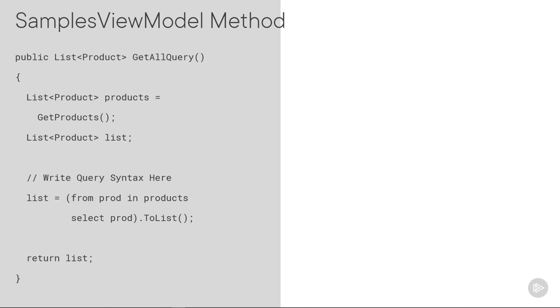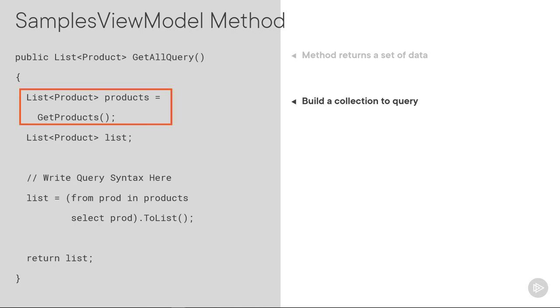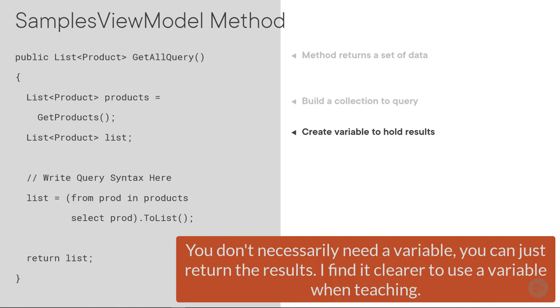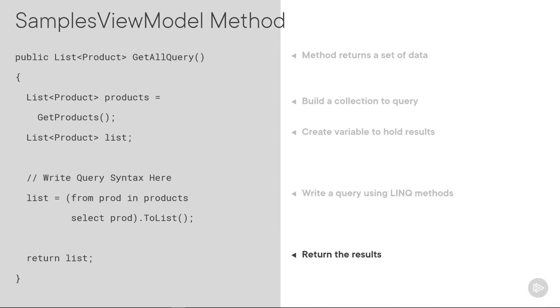So for each of these methods, what we're going to have is a method that returns a set of data, like a list of products or list of sales orders, maybe even just a string or a decimal value. We're then going to build a collection to query, so we're going to use that getProducts method to fill up our products collection here that's identified as list of product. I then have a variable that's going to hold the results. I'm then going to write the query using whatever LINQ methods I'm going to illustrate, and then hopefully you're going to be following along with that as well. And finally, we return the results out of this method.